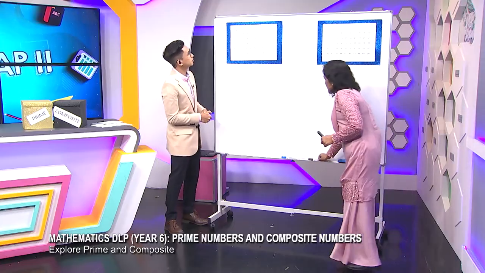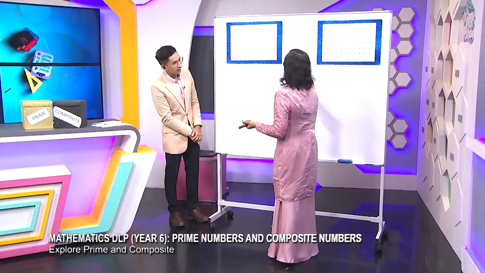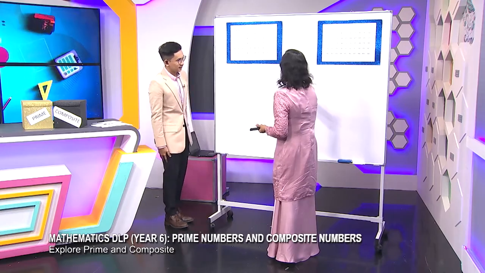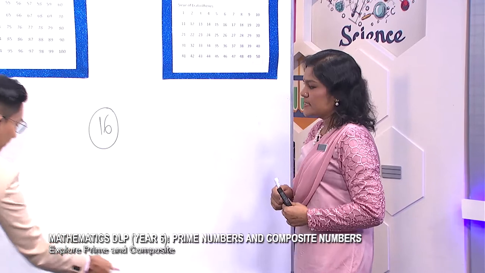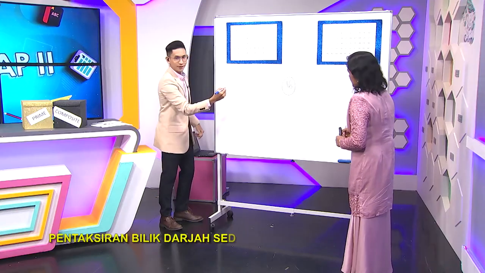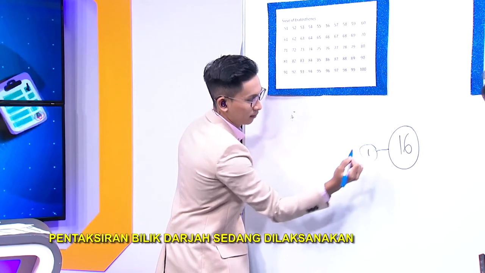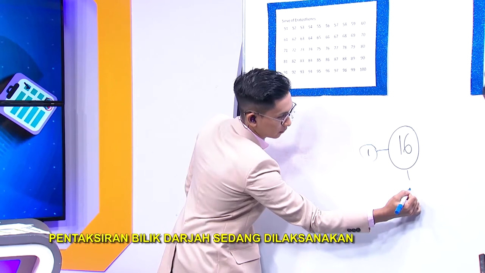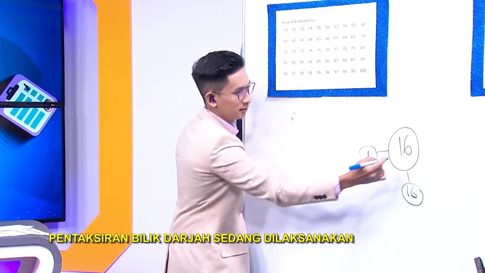Let's try, teacher. First one is the factorization, right? I give you number 16. Can you list down all the factors for 16? So, there'll be 1 and 16 itself.